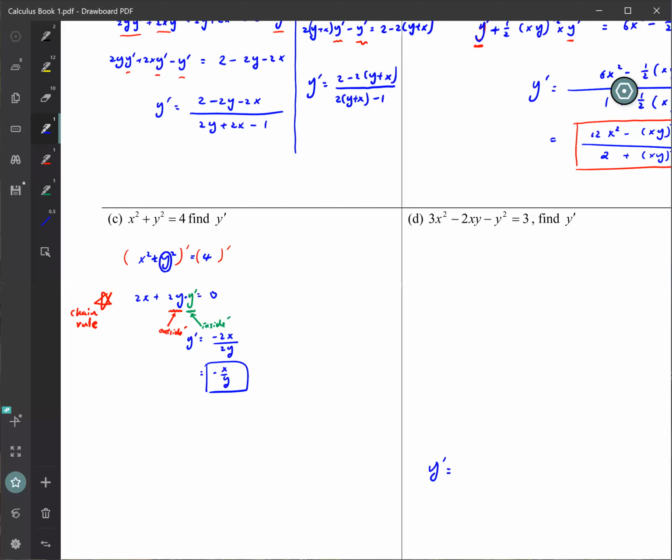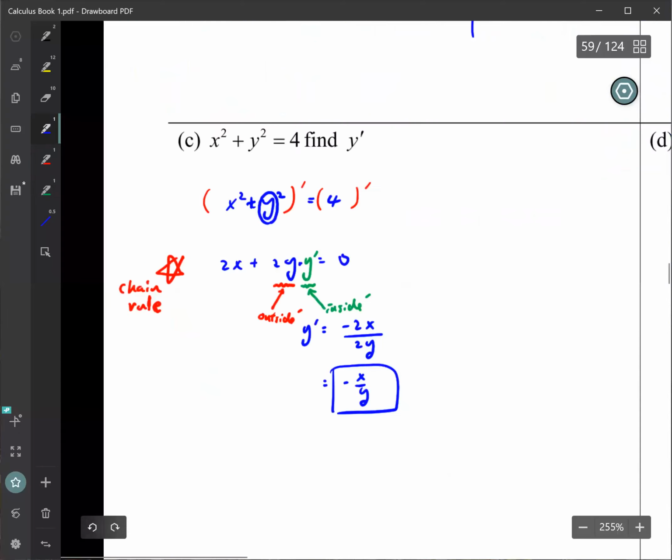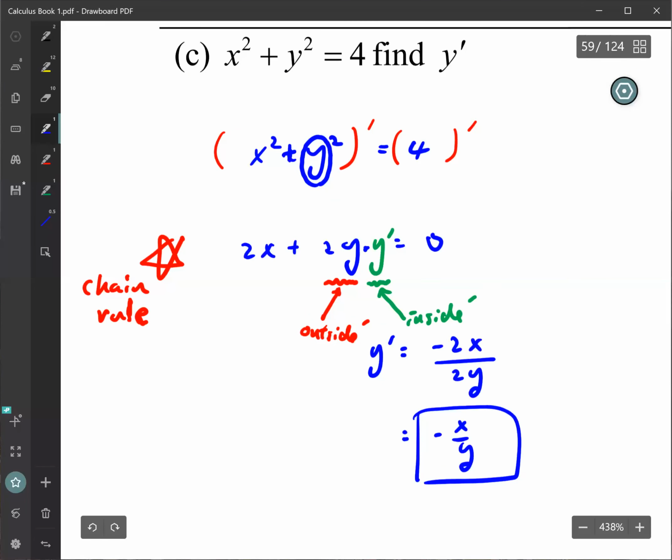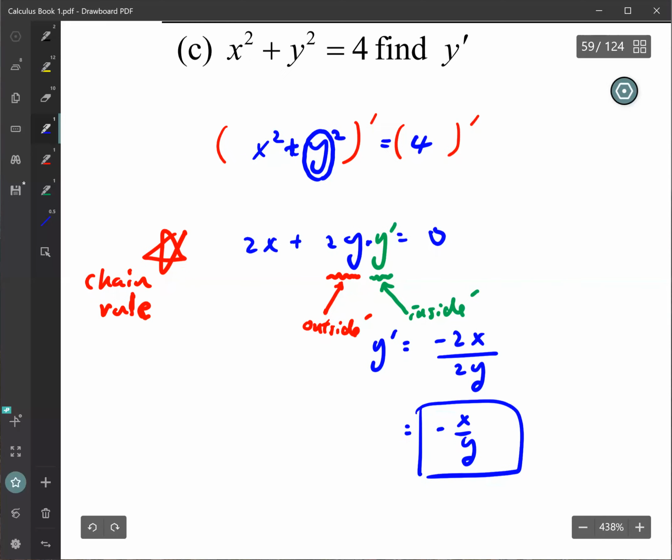Jason, yeah, Leon. I understand the y prime for C, but can you just explain it? The y prime. I kind of understand it, but I'm not sure if I understand it properly. Why we need to times it by y prime, the green part? How we get which part? The 2y prime. Okay, so why we have 2y prime, yeah? Yeah, like the chain rule part.